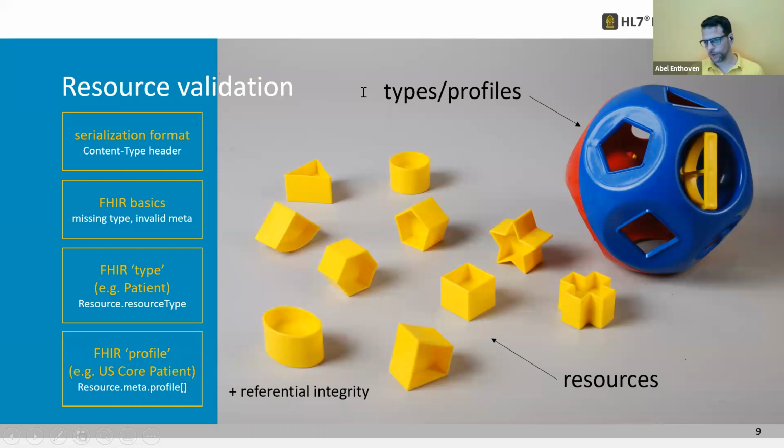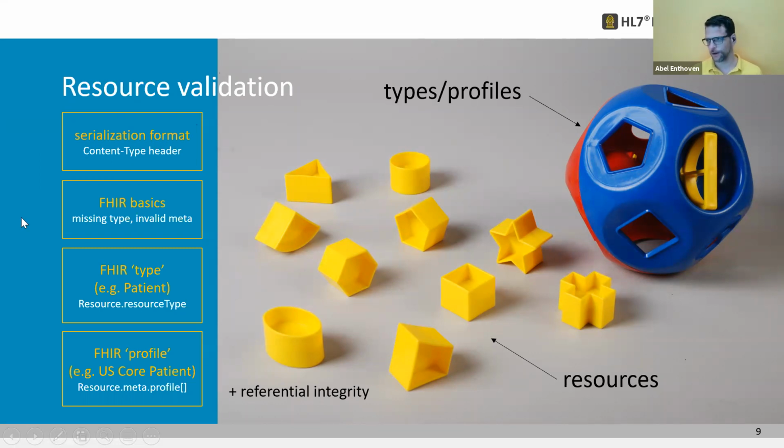So normally when you post resources or when you put resources, the resource is going to be validated by the server. It depends, there are some levels of validation actually. So normally when you post, for example, JSON, the server will validate the JSON first, which is the serialization format. Then it will validate the FHIR basics.